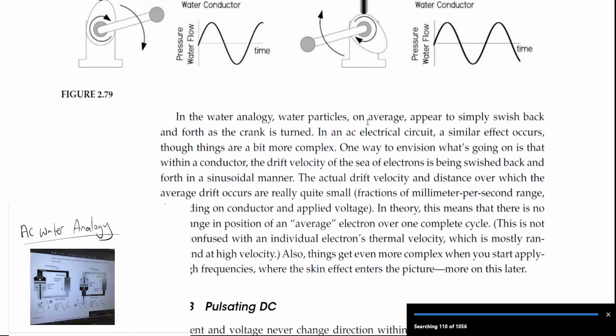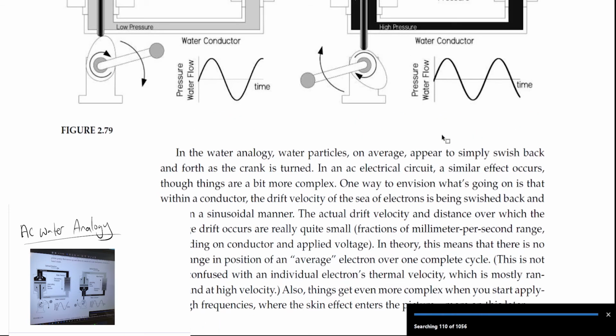Okay. So in the water analogy, water particles on average appear to simply swish back and forth as the crank is turned. In an AC electrical circuit, a similar effect occurs. Things are a bit more complex, of course. One way to envision what's going on is that within a conductor, the drift velocity of the sea of electrons is being swished back and forth in a sinusoidal manner. The actual drift velocity and distance over which the average drift occurs are really quite small, fractions of a millimeter per second, depending on conductor and applied voltage.